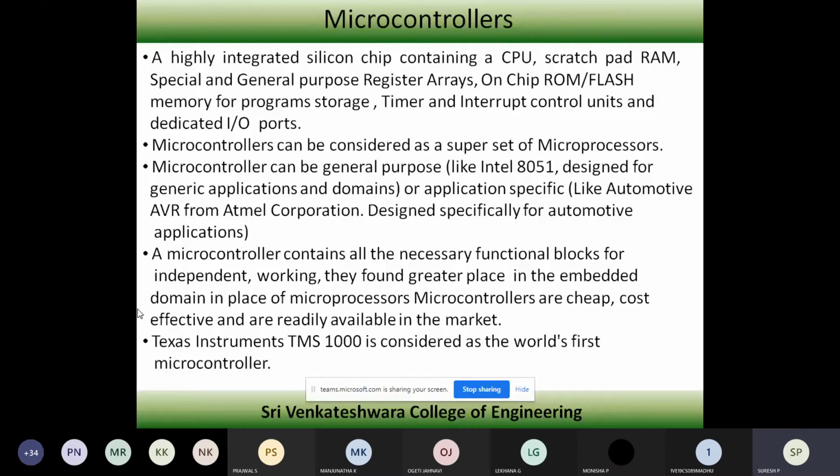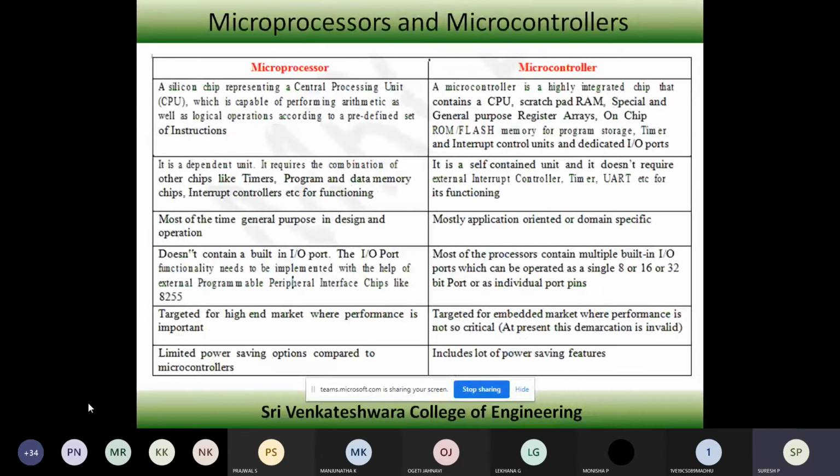Okay. So if we take the microcontroller, the TMS 1000 from Texas Instruments is considered to be the first microcontroller. So next, when it comes to the difference between microprocessor and microcontroller, once we have discussed the microprocessor and the microcontroller, the same thing is repeated. Almost all of you already know this particular thing.